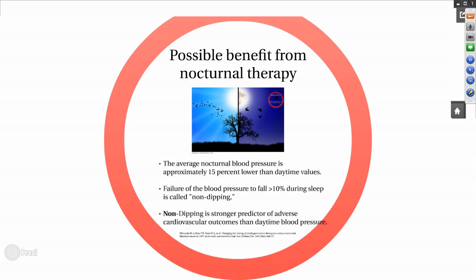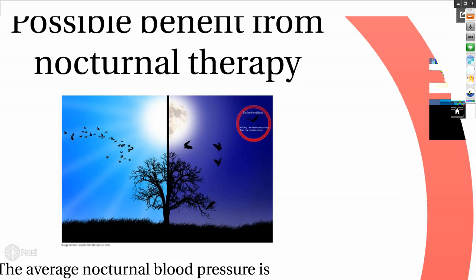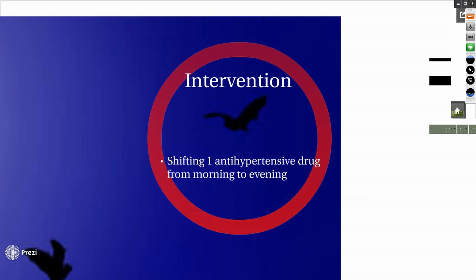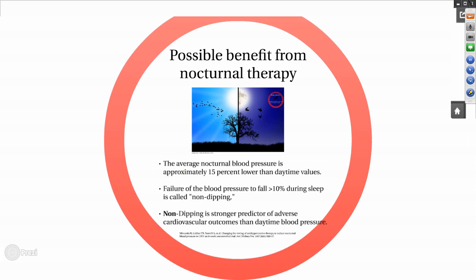Because non-dipping is a stronger predictor of adverse cardiovascular outcomes than daytime blood pressure, is what was found in this study in patients with CKD. So what does that mean? Well, we can possibly generate an intervention from this, right? We can possibly shift one antihypertensive drug from the morning to the evening, restoring this normal nocturnal blood pressure and thereby decreasing our 24-hour average blood pressure. Again, very cool study. I think that makes perfect sense.